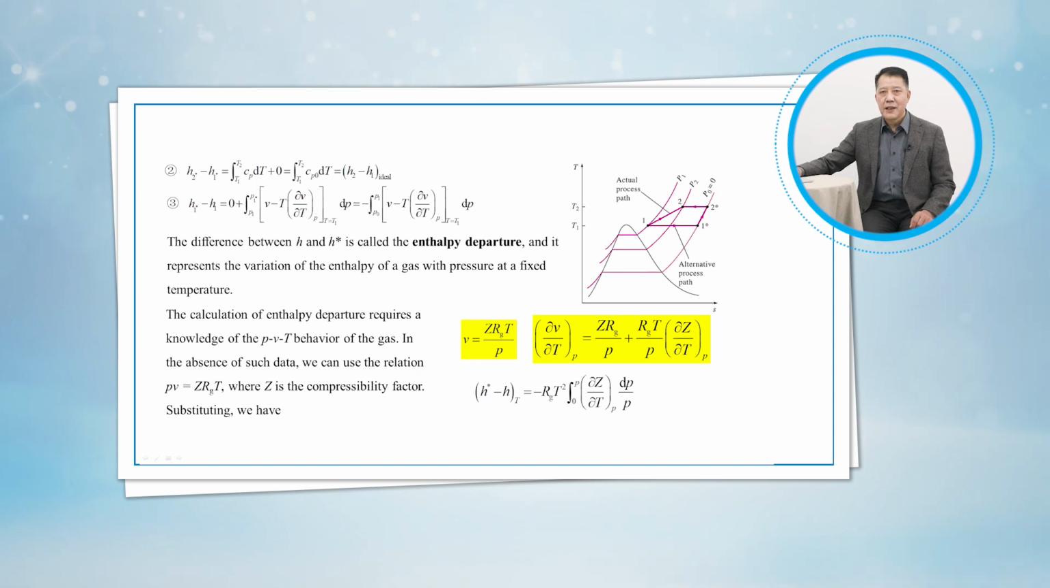The third part is that from 1 to 1 asterisk. This is an isothermal process. Equation 541 can be simplified as follows. The difference between h and h asterisk is called the enthalpy departure, and it represents the variation of the enthalpy of a gas with pressure at a fixed temperature.